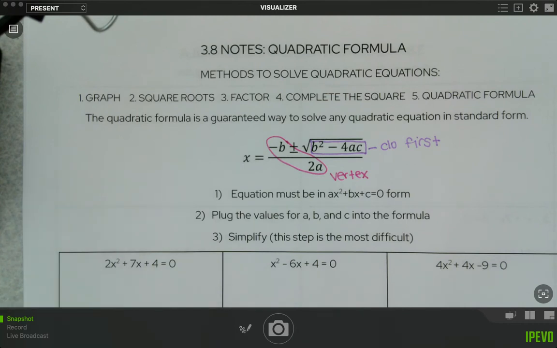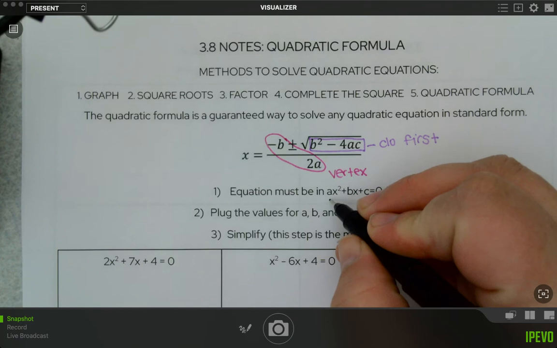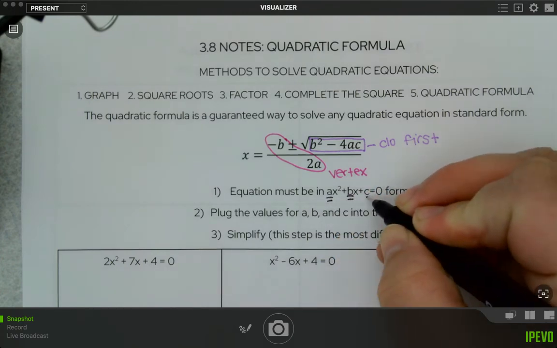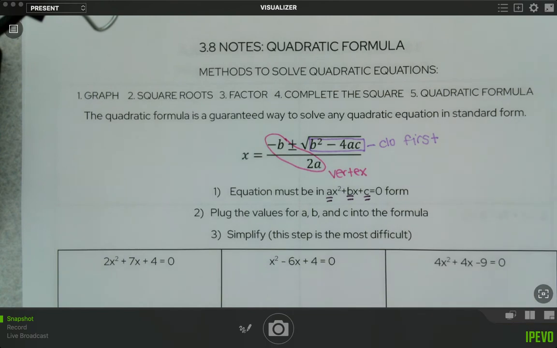Now, you might be like, okay, well, how do I figure out what a, b, and c are? We've actually already learned that before, too. A is the number in front of x squared, b is the number in the middle, and c is the number at the end. The thing about the quadratic formula is you can use it anytime.